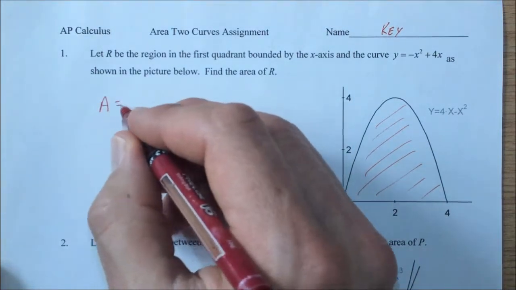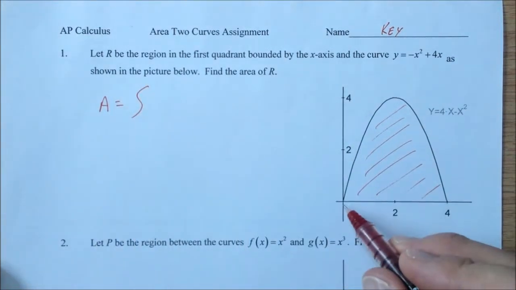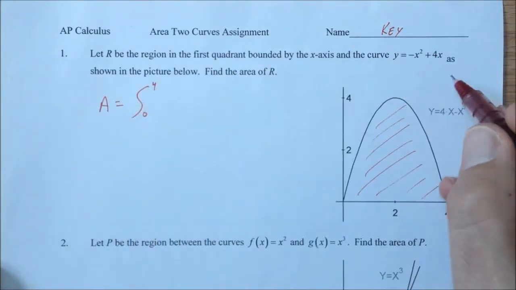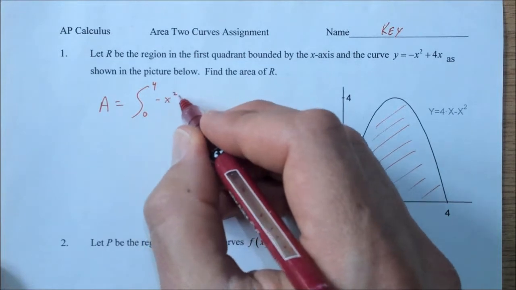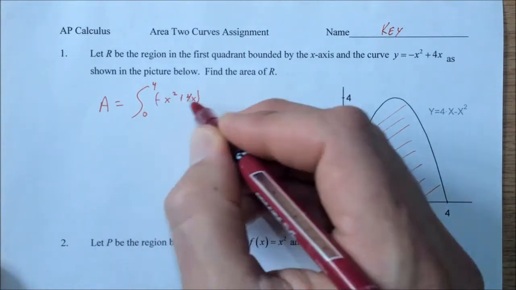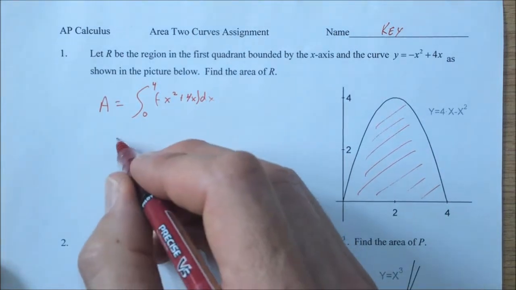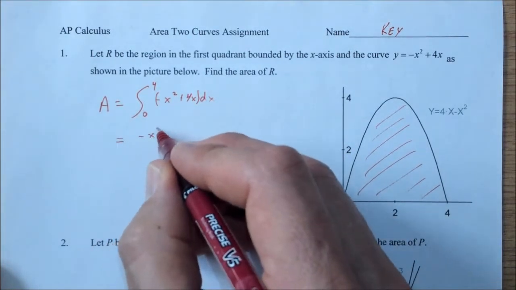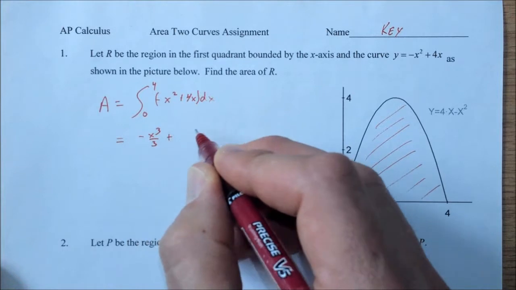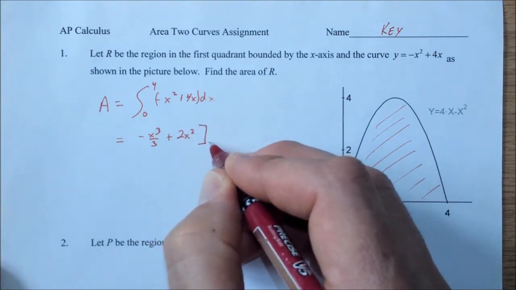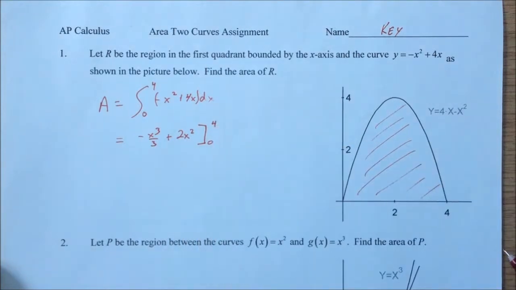And the area is going to be equal to the integral from our left end, which is 0, to our right end, so 0 to 4, of our function, which is the opposite of x squared plus 4x dx. Okay, so fundamental theorem of calculus, we need to take the antiderivative, so that's the opposite of x cubed over 3, plus the antiderivative of 4x, which is 2x squared, and that's being evaluated from 0 to 4.